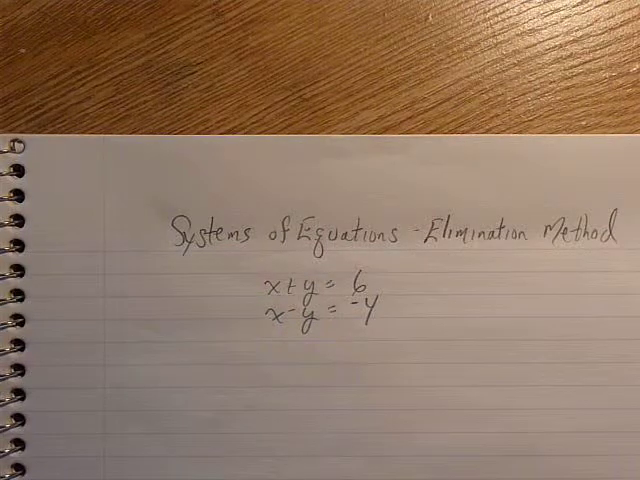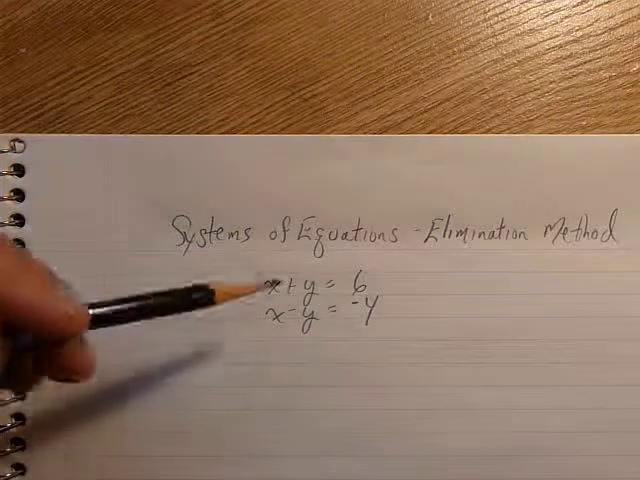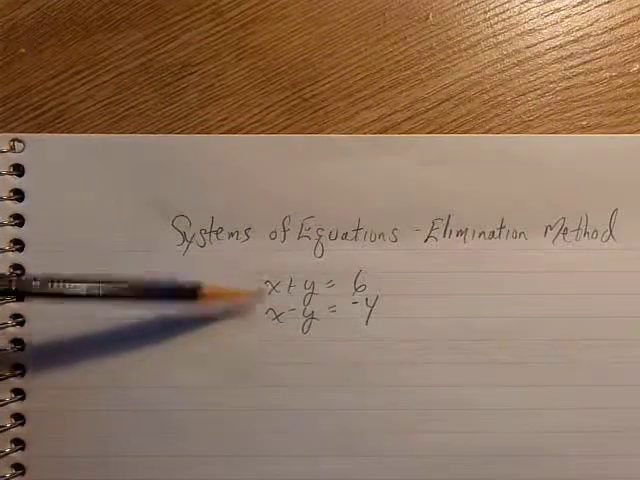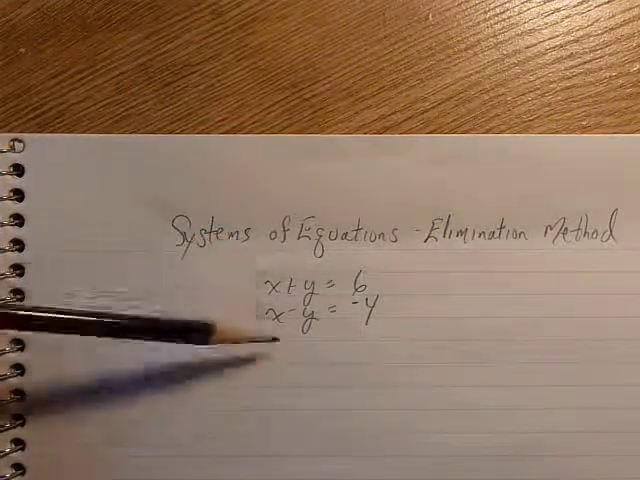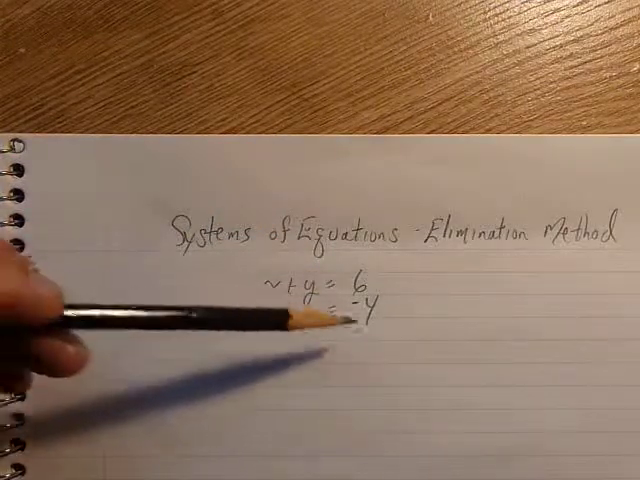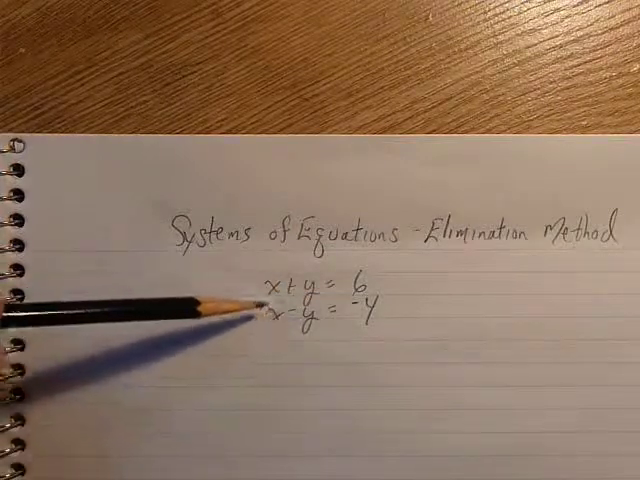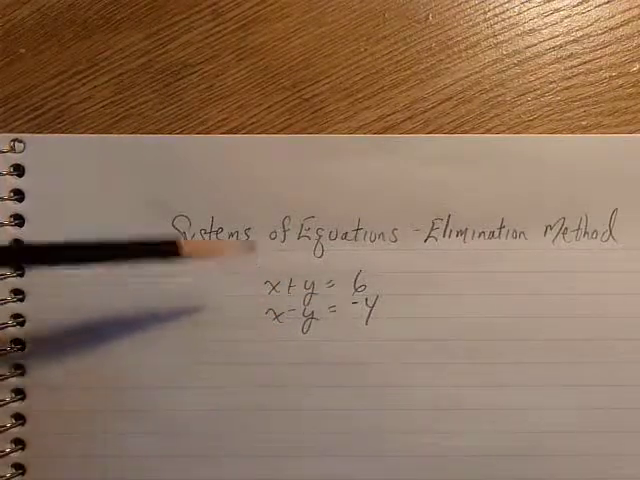This is solving systems of equations using the elimination method. The object of the elimination method is to eliminate one of the variables, the x or the y, because we have x plus y is equal to 6, x minus y is equal to minus 4. Well, each equation has two unknowns. How can you solve with two unknowns?